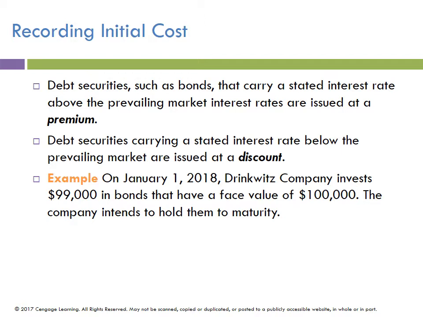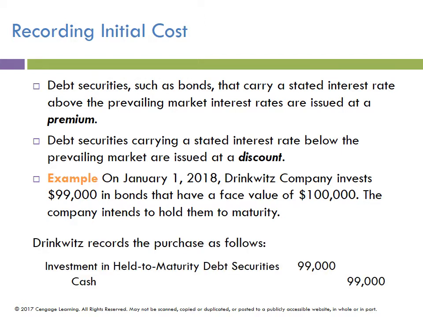January 1, Drinkwitz Corp invests $99,000 in bonds that have a face value of $100,000, and they intend to hold them till they mature. So now they're buying these as an investment. They paid $99,000 for them. They'll receive $100,000 when the bonds mature. The day they buy the bonds, they will debit investment in held-to-maturity securities, or held-to-maturity debt securities, which is an asset, and credit cash, because they're buying the bond. They're buying that right to get $100,000 back.